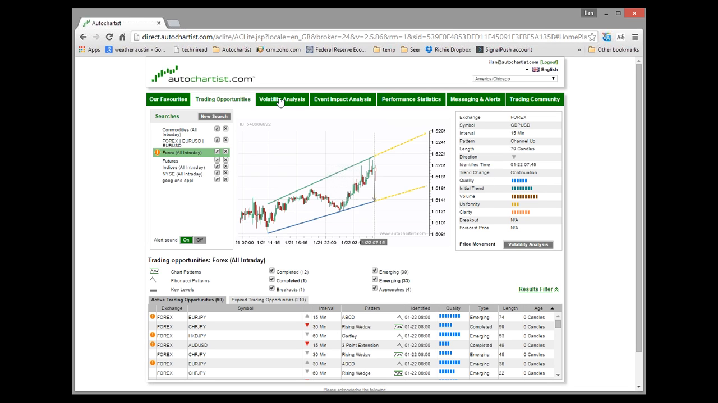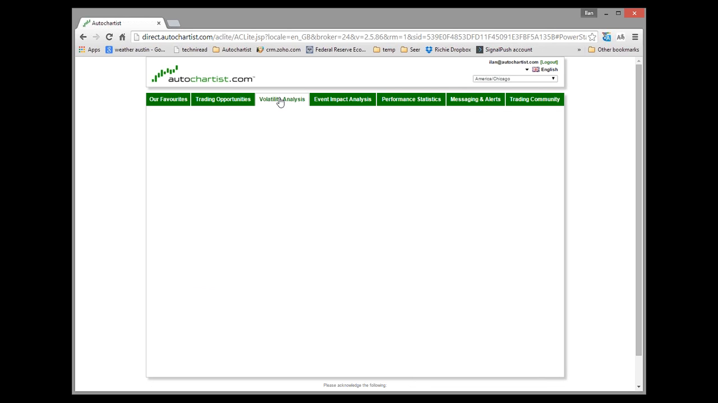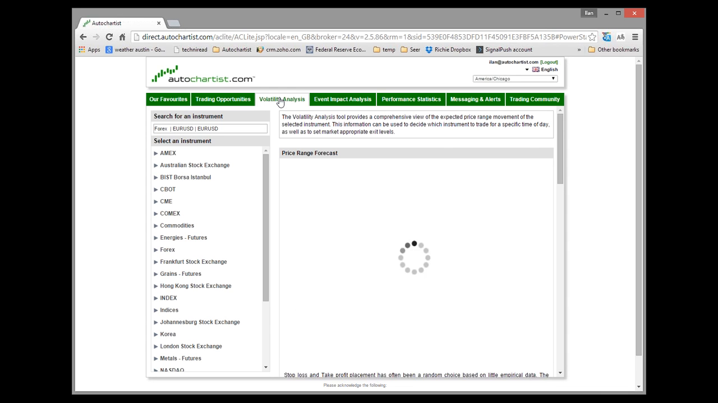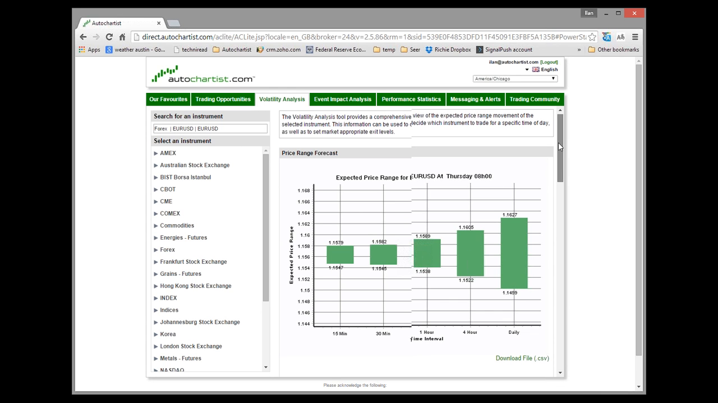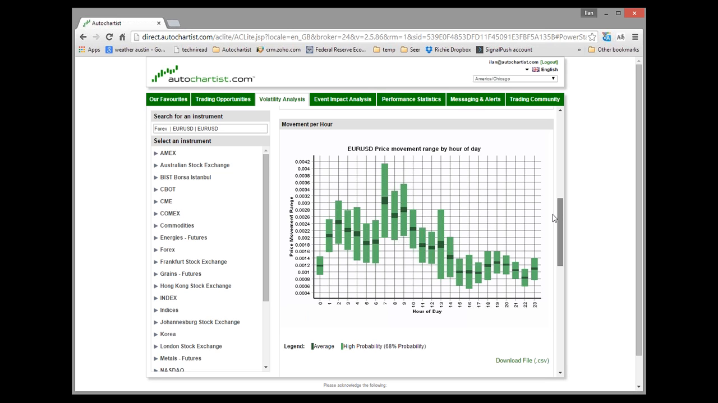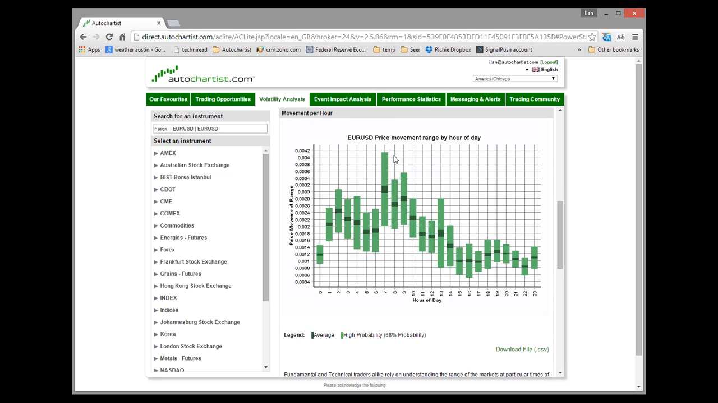Autochartist offers a phenomenal tool. I actually think it's one of our best tools that we offer and the most underutilized. We call it volatility analysis. And let me show you what this tool is all about. So let's just say you're wanting to trade Euro USD. There's a section in the volatility analysis called Euro USD price movement range by hour of day. Now let me explain to you what this is, and I'll explain how to use this tool. For all of you who have been in the market for a while, you'll know that different instruments trade with different amounts of volatility at different times of day.